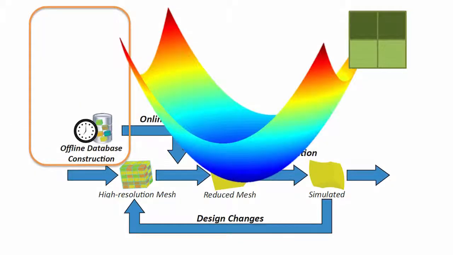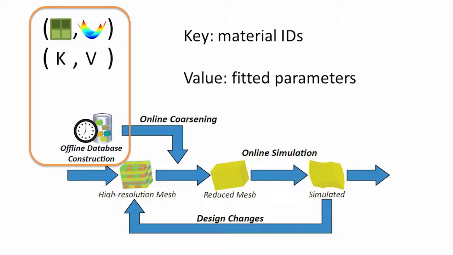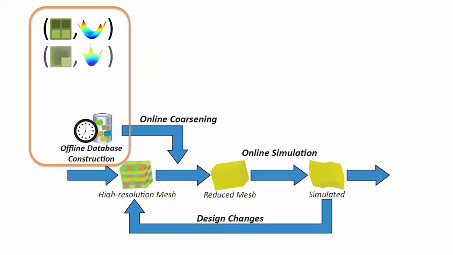The material IDs and the fitted parameters are stored in the database. The material IDs are the keys, and the fitted parameters are the values. We populate the database with other material combinations.